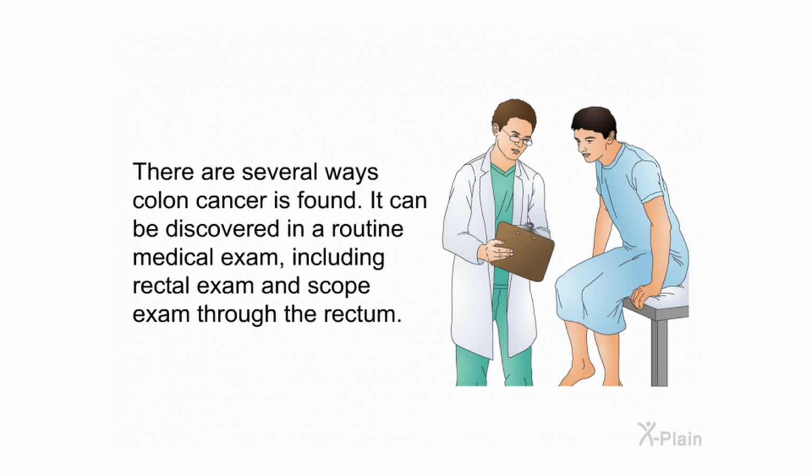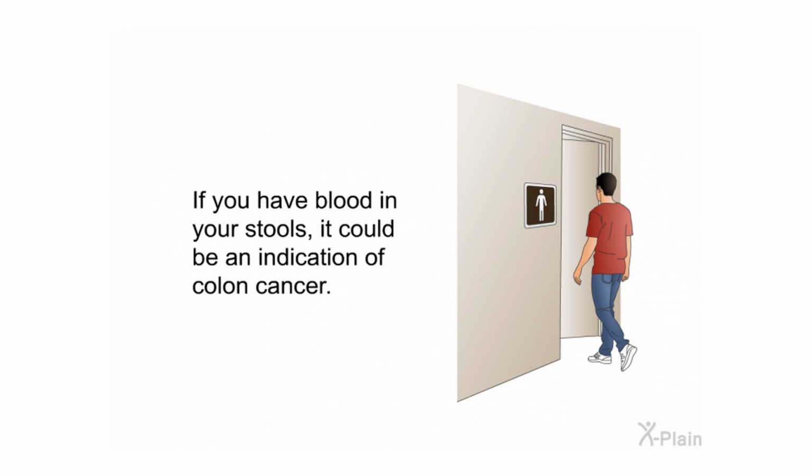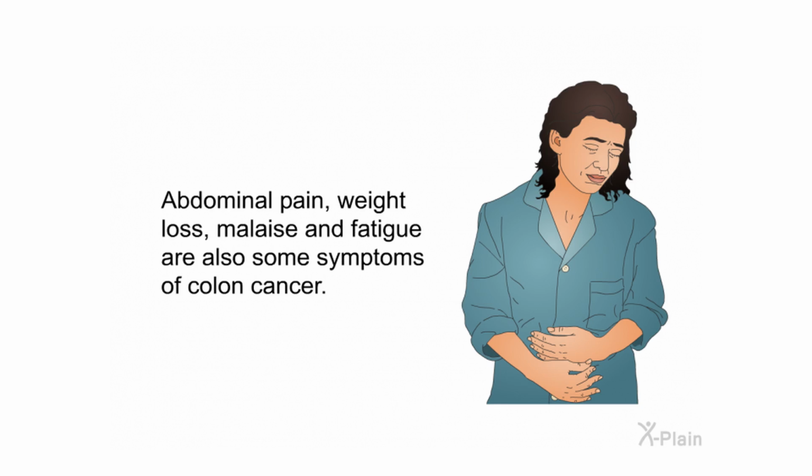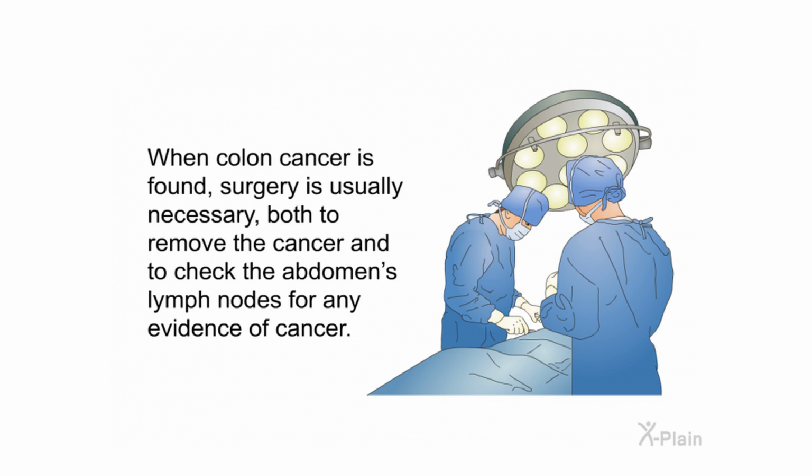There are several ways colon cancer is found. It can be discovered in a routine medical exam, including rectal exam and scope exam through the rectum. If you have blood in your stools, it could be an indication of colon cancer. Abdominal pain, weight loss, malaise, and fatigue are also some symptoms of colon cancer. When colon cancer is found, surgery is usually necessary, both to remove the cancer and to check the abdomen's lymph nodes for any evidence of cancer.